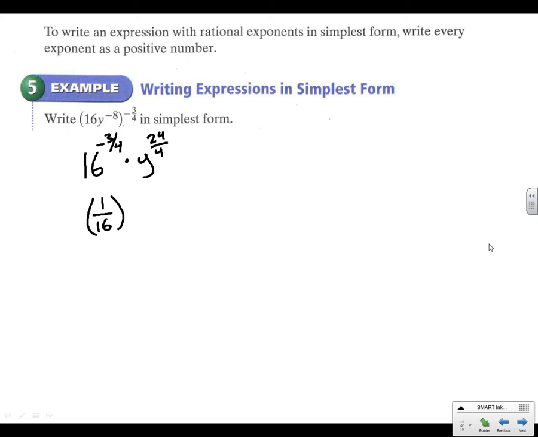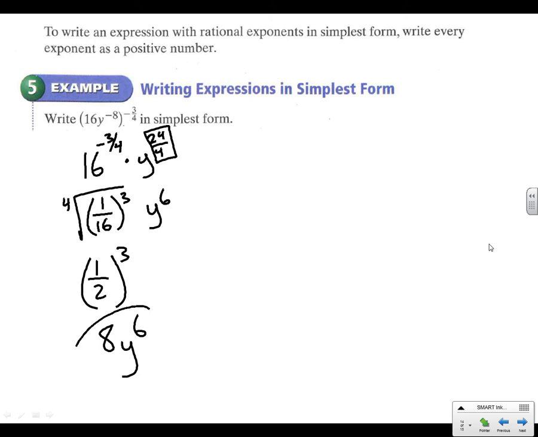to the 3rd, and that's the 4th root. The 4th root of 16 is 2, so this is 1 over 2 cubed. 2 cubed is 8. Now, the nice thing about these fractional exponents is you can reduce them. Y to the 24 over 4 is the same as y to the 6th. 24 divided by 4 is just 6. Nothing more we need to do there. There's our answer: 1 over 8 times y to the 6th.